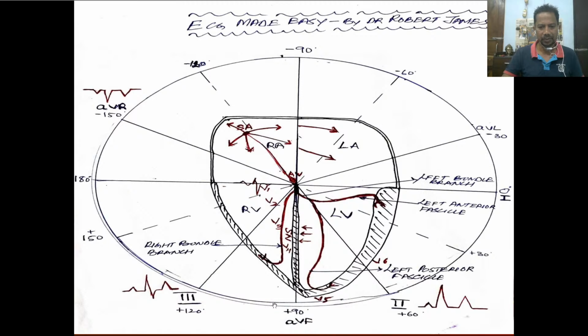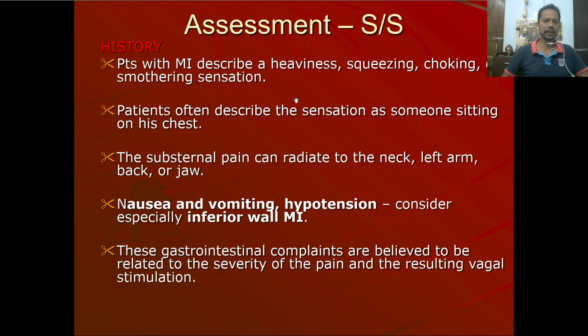Lead AVF positive pole is at plus 90 degree. Negative pole will be at minus 90. So like that we have to remember. This is the importance of this circle.